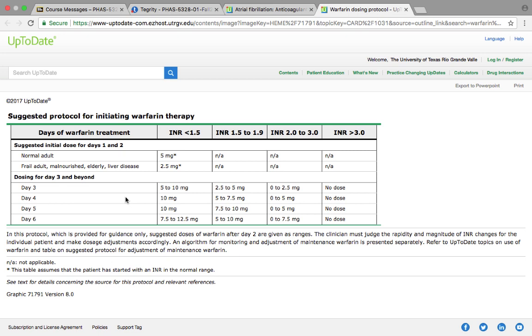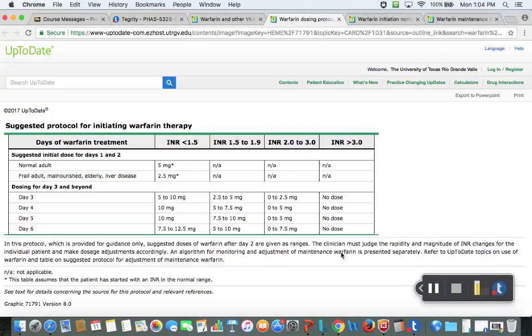This is a way to start. You'll also see some recommendations once you get a week or so of this therapy. I think this is a good protocol for initiating the warfarin therapy.